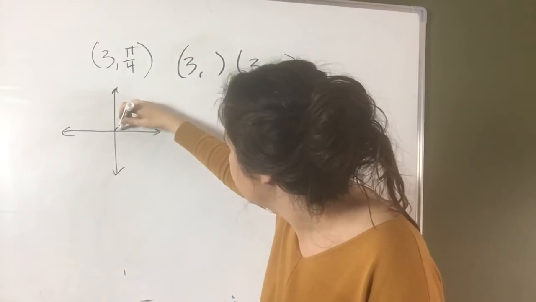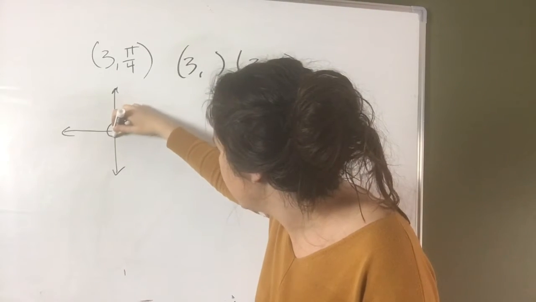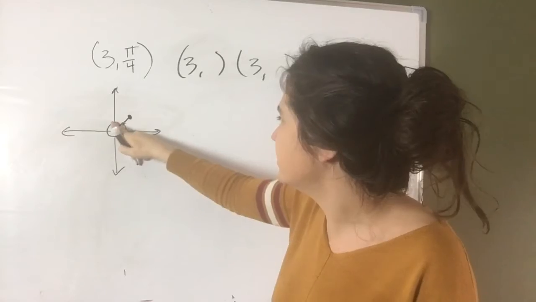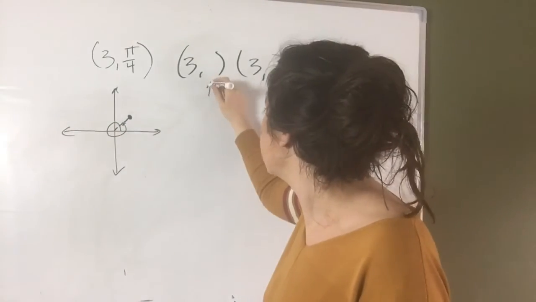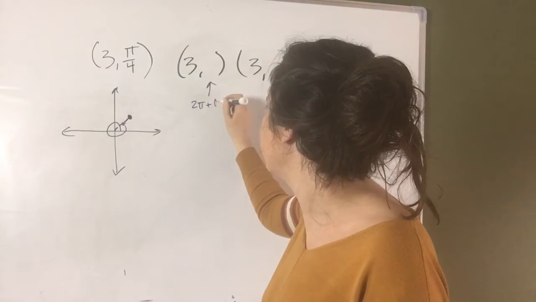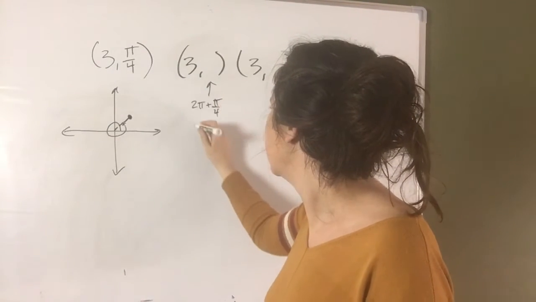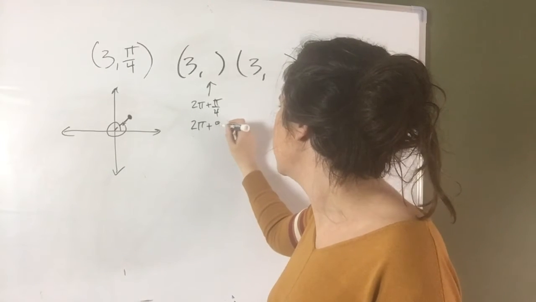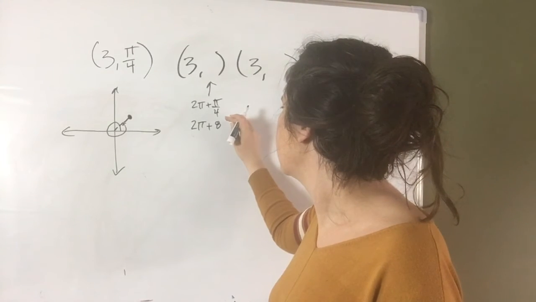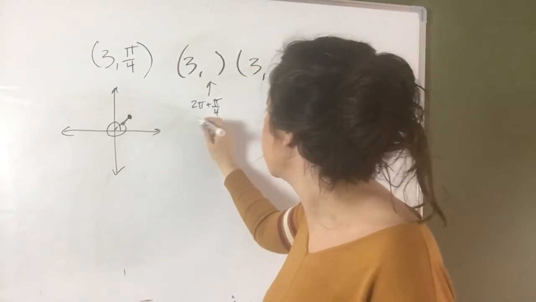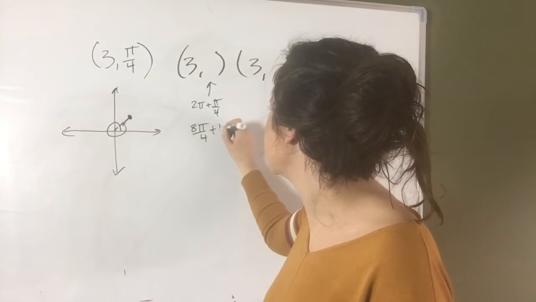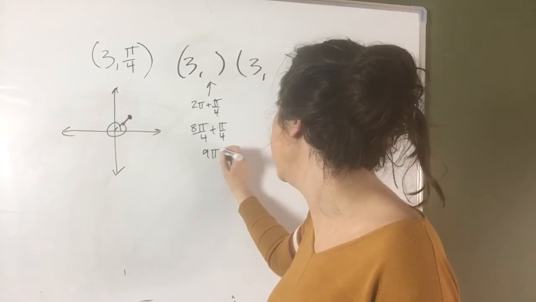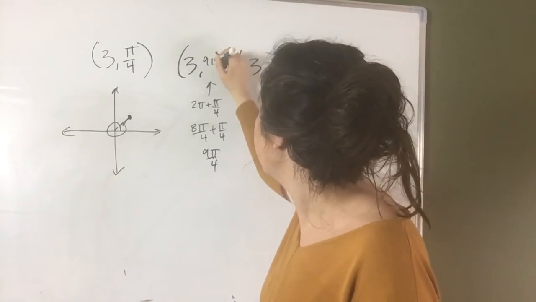Say we wanted a larger angle that went all the way around and then back up again. Can you see why we would get that by adding 2 pi to our original value? All right, so if we take 2 pi plus pi over 4, I'm sorry, I'm going to get a common denominator. This will be 8 pi over 4 plus pi over 4, which is 9 pi over 4. All right, there's one answer.